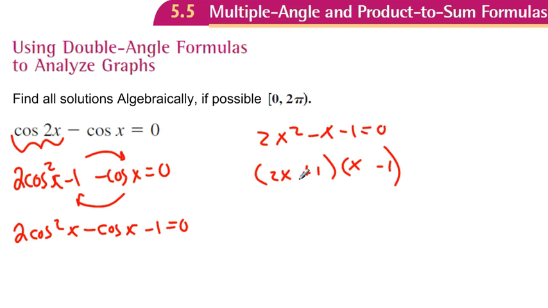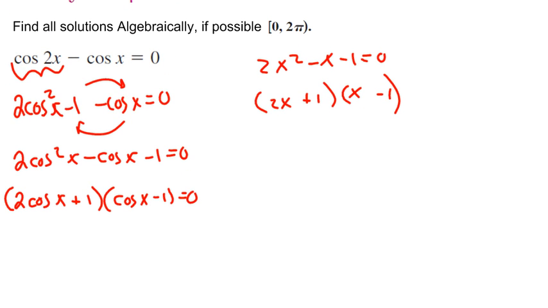So this is my factored form, which means I can rewrite this as 2 cosine of x plus 1, again, just replacing all of my x values with cosine, and then cosine of x minus 1 equals 0. All right, I have a product equals 0, so let's set each factor equal to 0 and then solve. For this one, I'm going to subtract 1 and then divide by 2, so I'll do both of those steps in one little swoop. So that's cosine of x equals negative 1/2. And over here we'll have cosine of x equals 1.